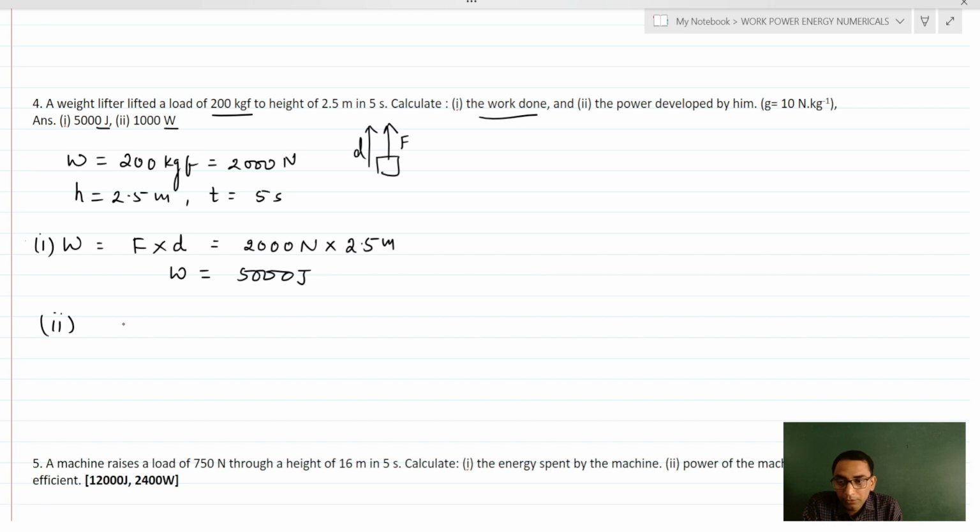Second, to find the power, power is work upon time, energy upon time. So 5000 joules divided by the time taken, which is 5 seconds. Joule per second is watt, so the answer is 1000 watts. This is the answer to our problem.